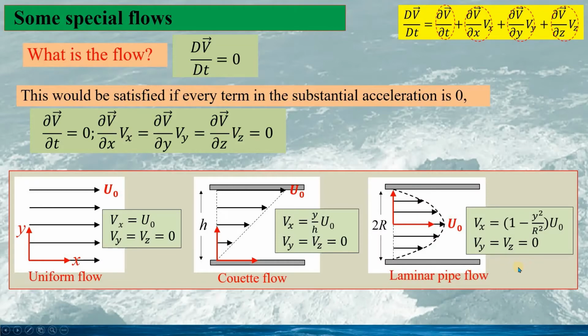And the example for the laminar pipe flow, Vx given as this, u0 is the velocity at the center of the pipe. Vy and Vz would be 0. So again, if we substitute this into the acceleration, we will see all terms in the substantial acceleration would be 0. There may be flows where all these terms are not 0, but the summation would be 0. Mathematically, it is correct, but I have never seen such a flow.